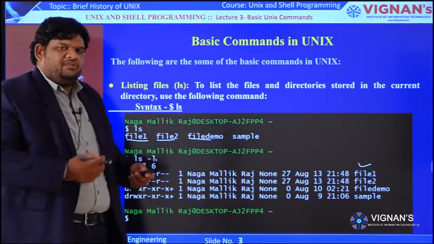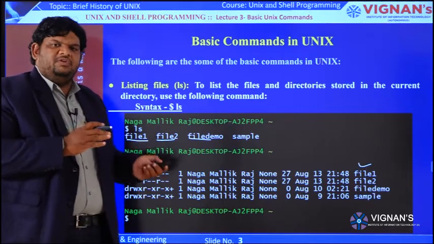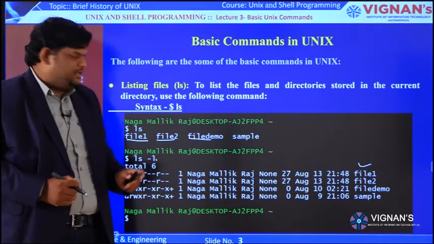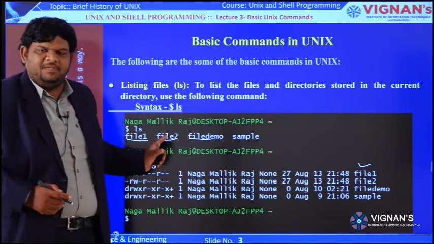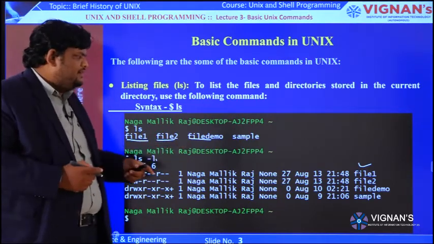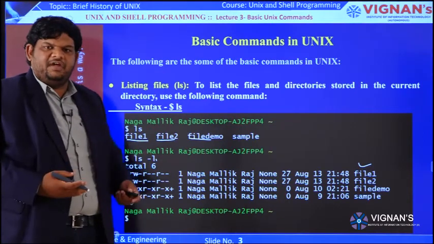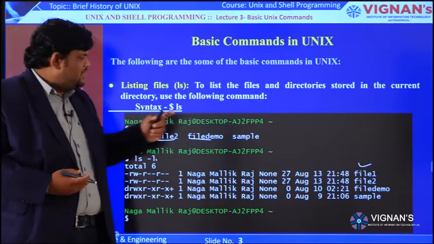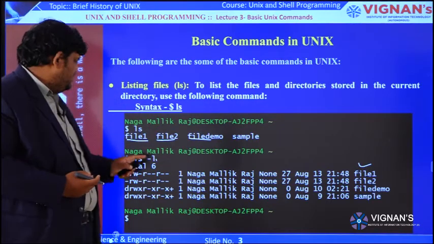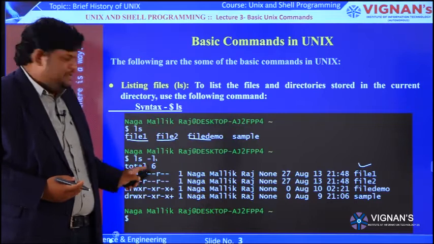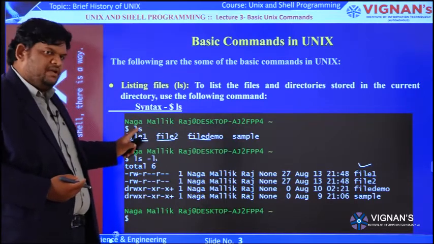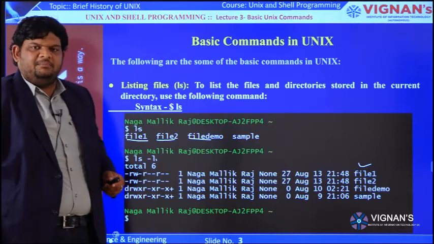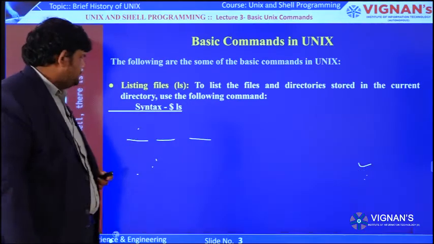Based on our requirement, we can use the command without options or with options. If you want only the file names or directory names, the command name alone is enough. If you need more information, such as the files, permissions, when each was created, how many links there are, and the username and group name, then we have to give the option minus l. This is the difference between without option and with option. This is all about the ls command, long listing of files.